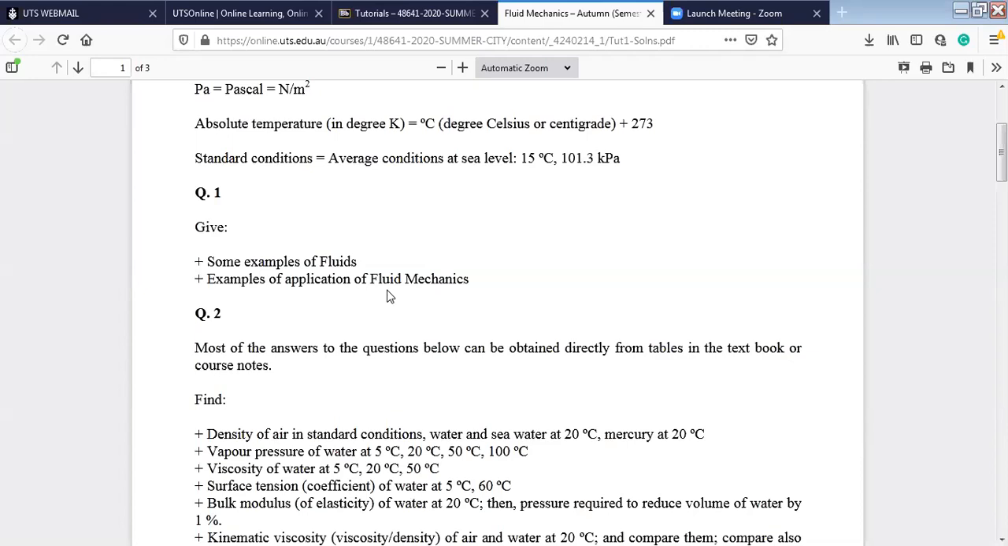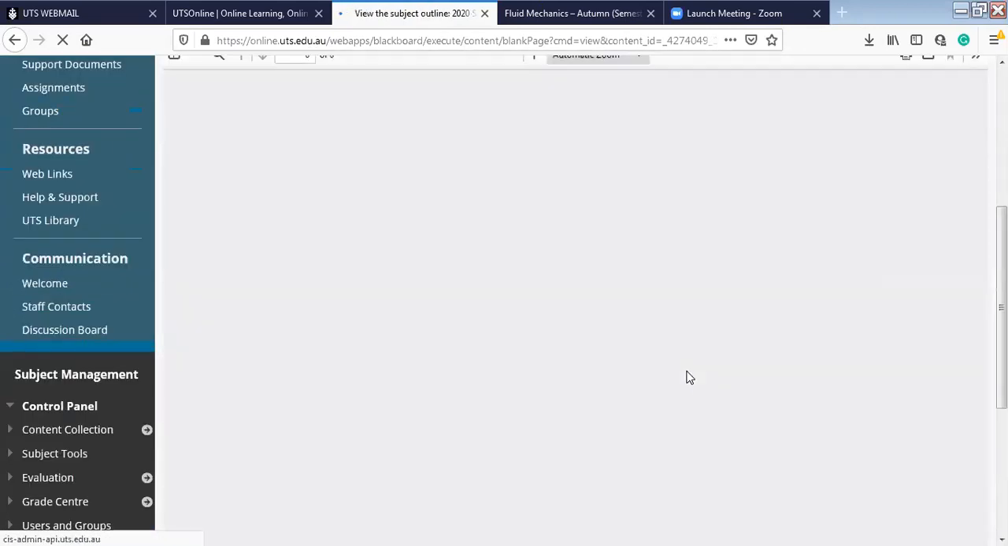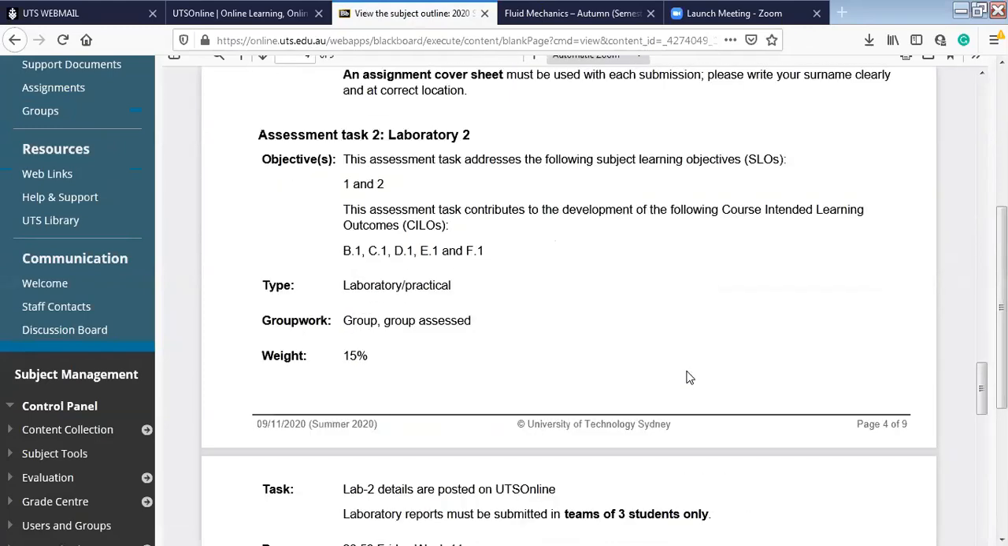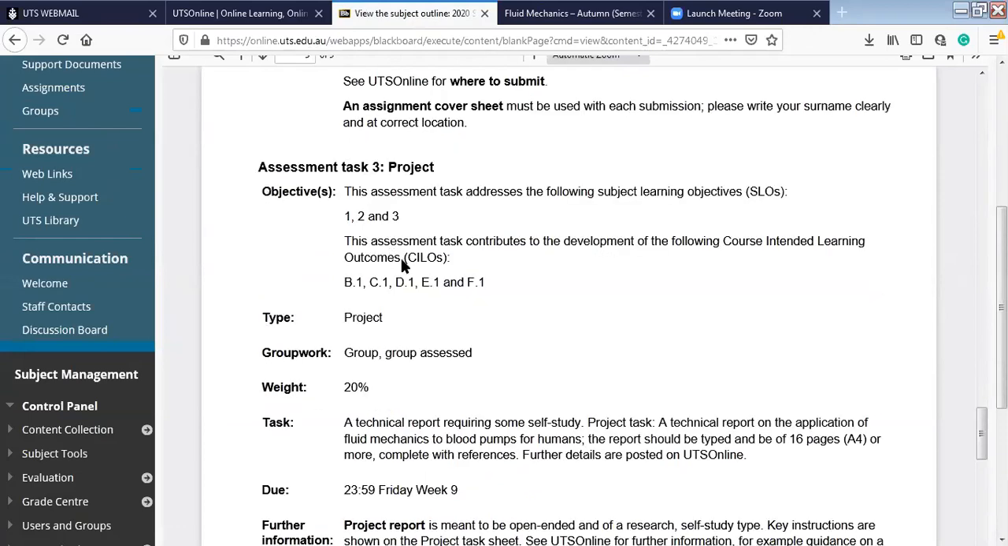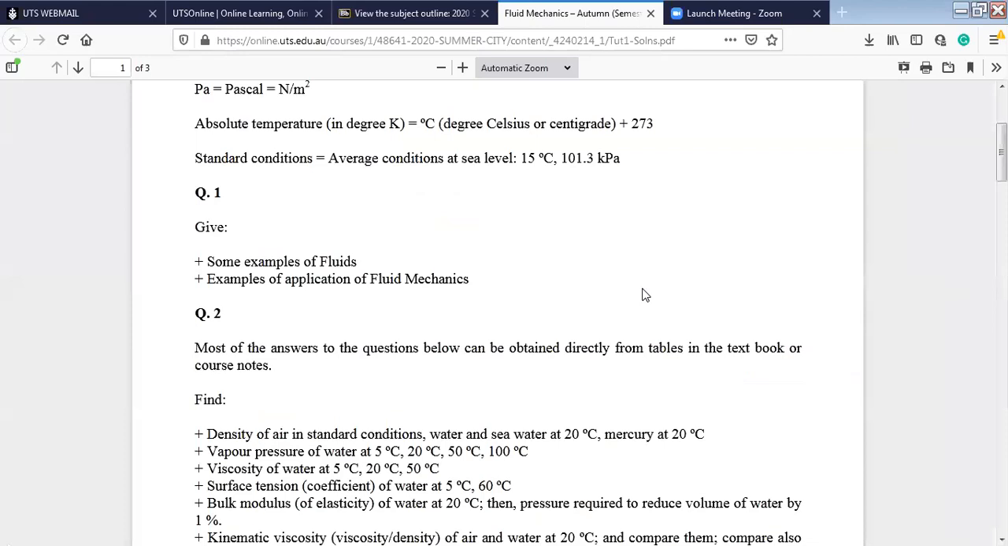Without the heart, you die. In this case, we have to use a blood pump. Blood pump is a project. You can look in the subject outline, as I said yesterday, you have a project about the blood pump. The project will be submitted in week 9, and this is a group project. So we have so many applications of fluid mechanics. This is question 1, application. You can try to find some applications of fluid mechanics for yourself.